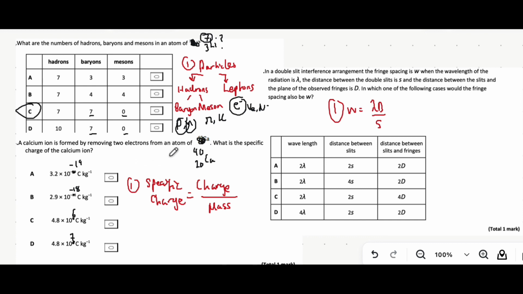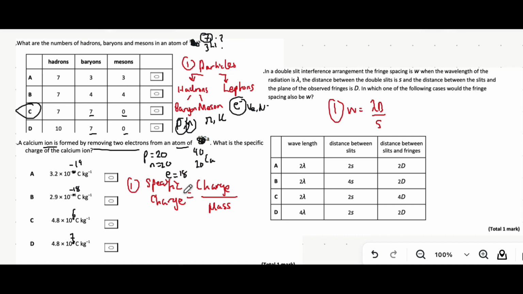Moving on to specific charge, it's charge per unit mass. If we think of an atom of calcium, it'd have 20 protons, 20 neutrons and 20 electrons, but it tells you that an ion is formed by removing 2 electrons, meaning it'll have less than 20 electrons, it'll have 18 electrons. So let's write that out. I'll tell you why it's important to write this out.